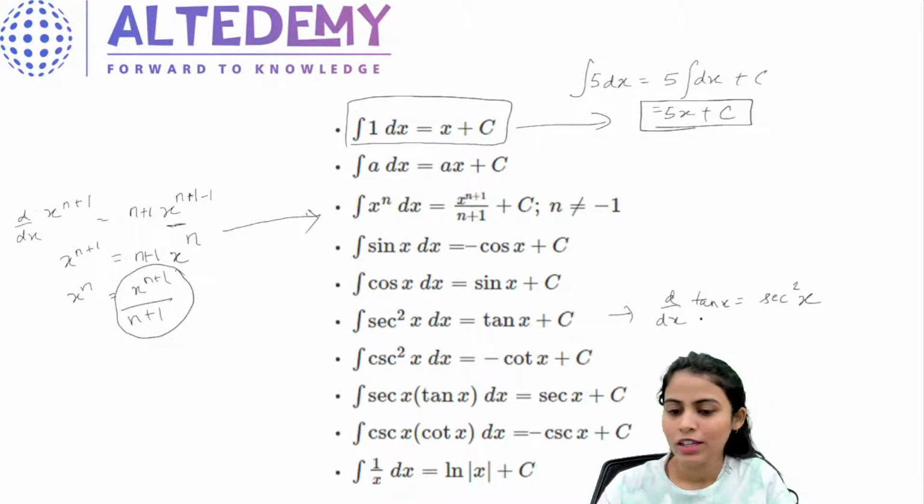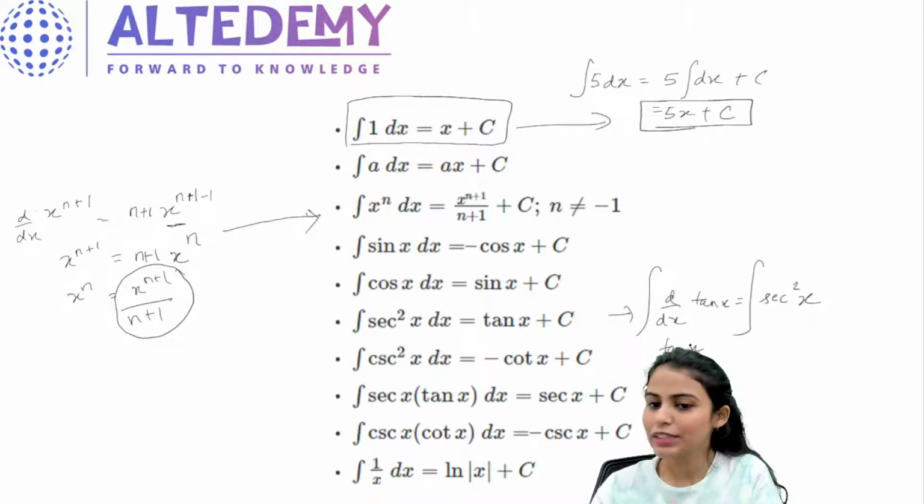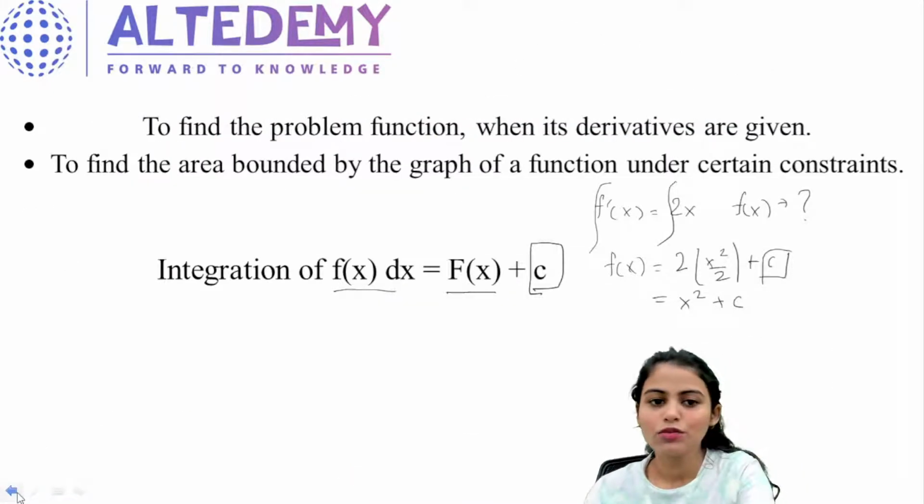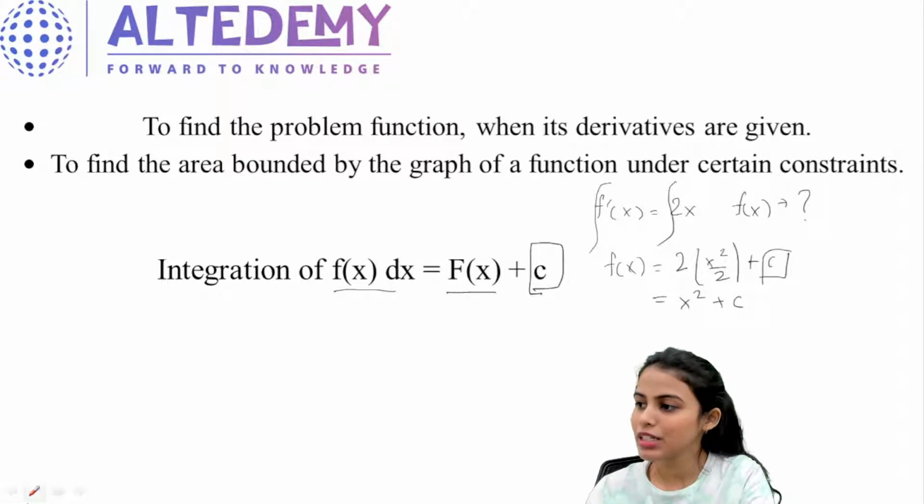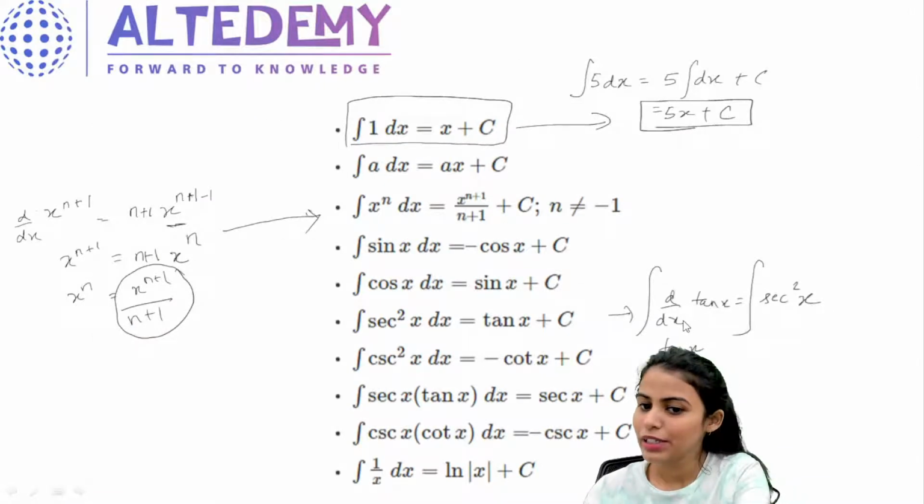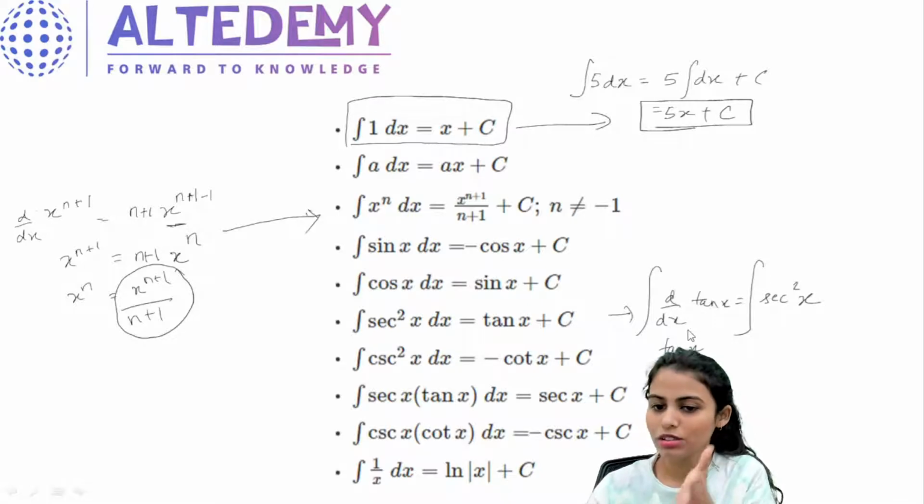Now, if we integrate this, what will be the answer? Tan x. Because when we differentiate a function and then integrate it, we get the function back. I told you, right? To find the original function when its derivative is given. So the derivative d by dx of tan x, if we integrate it, then only the function will be put. Differentiation and then integration, tan x will be the only output of this.